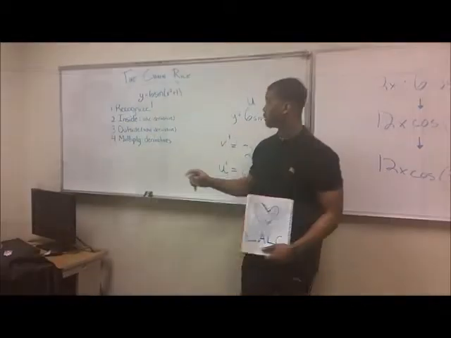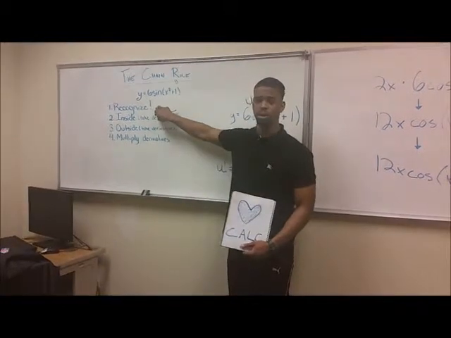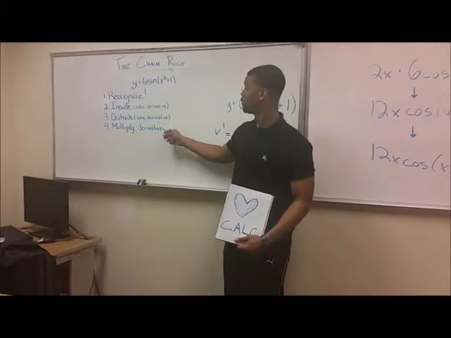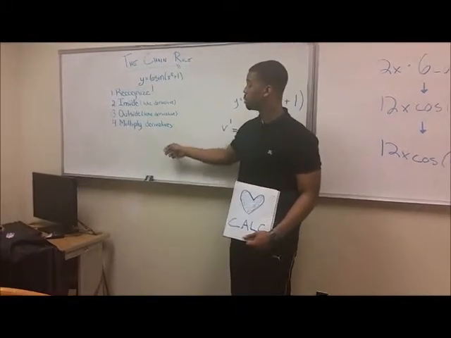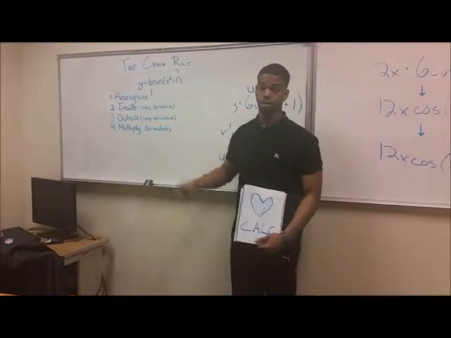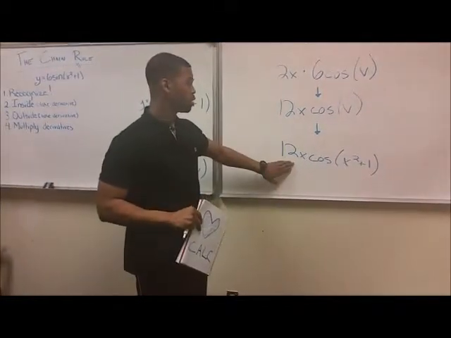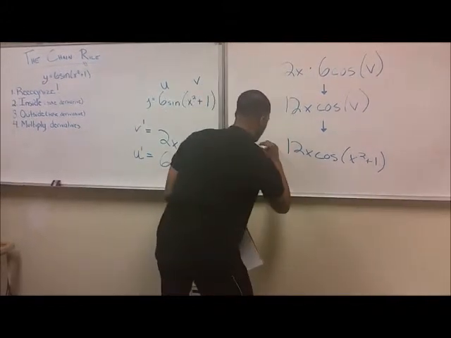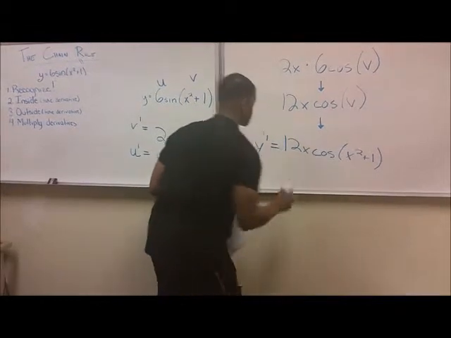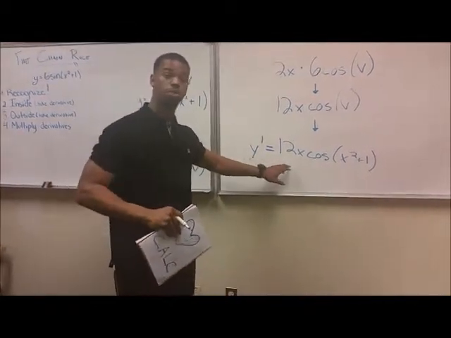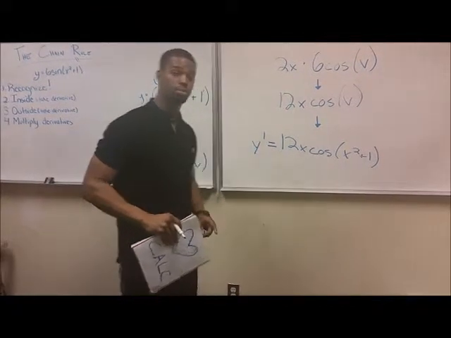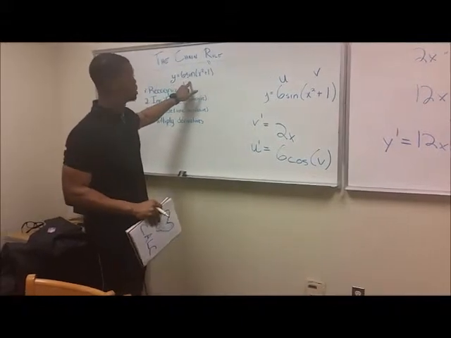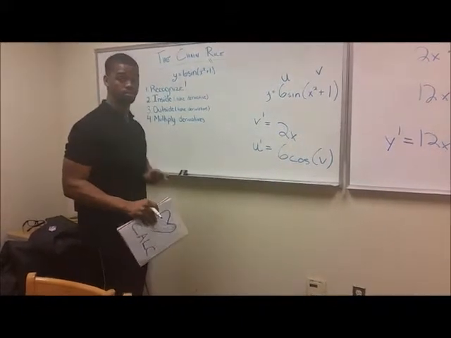All right, guys, so now that we have completed all the 4 steps, we recognize that we had to use the chain rule. We found the derivative of the inside function, we found the derivative of the outside function, and we multiplied those 2 derivatives together. And we came up with 12x cosine x squared plus 1. This is our answer. y prime is 12x cosine x squared plus 1. And that is the derivative of y equals 6 sine x squared plus 1.